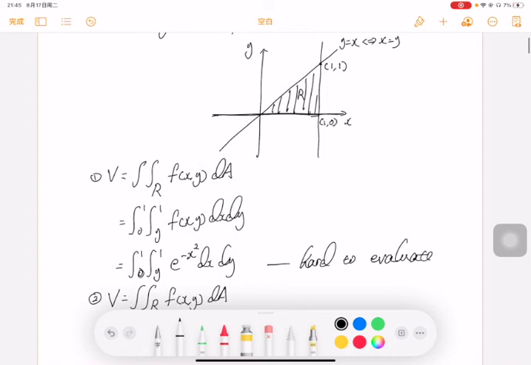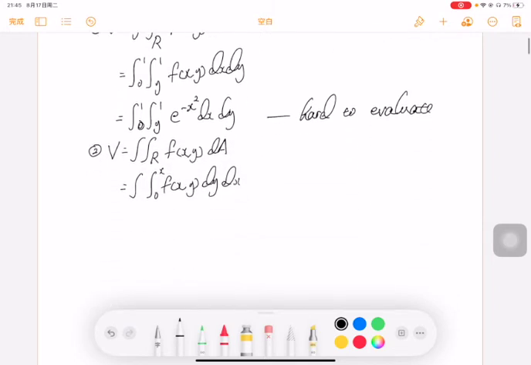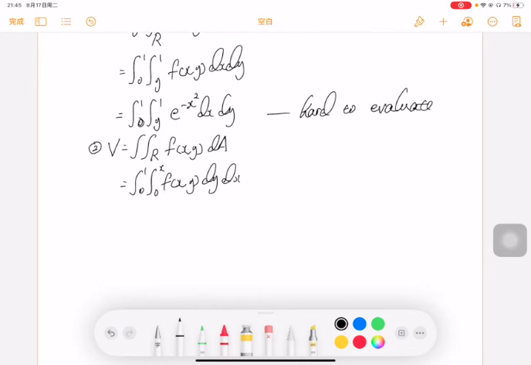And similarly, for the outer integral, we look at the domain of x. The leftmost point of this shape has x coordinate 0. The rightmost point of this region has x coordinate 1. So it goes from 0 to 1. And plug in our f here. That's e to the minus x squared dy dx.